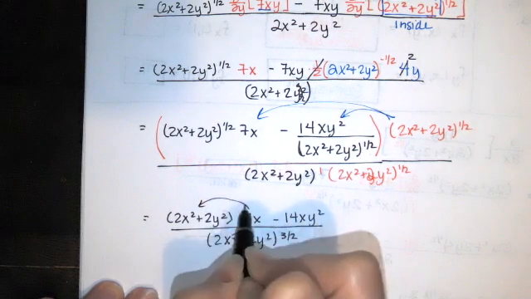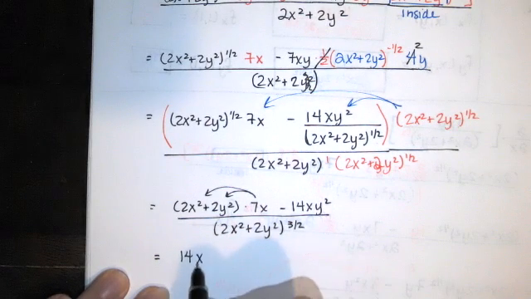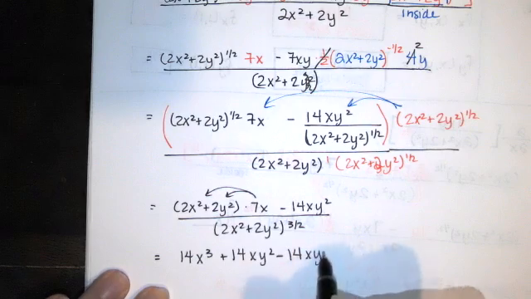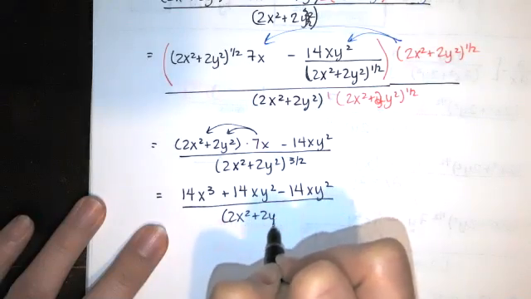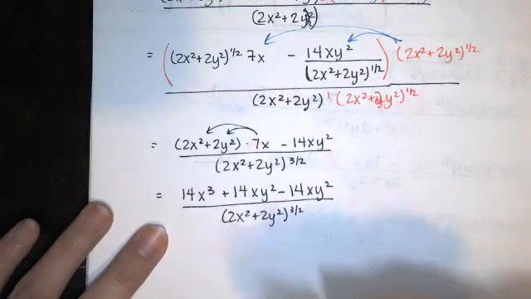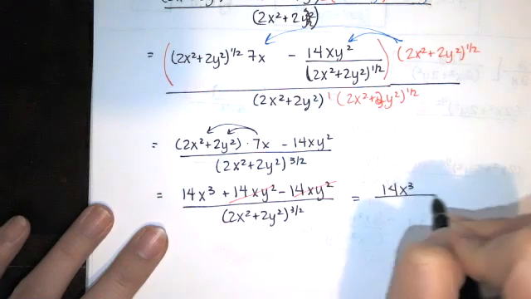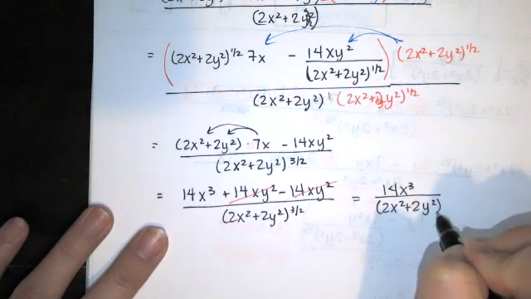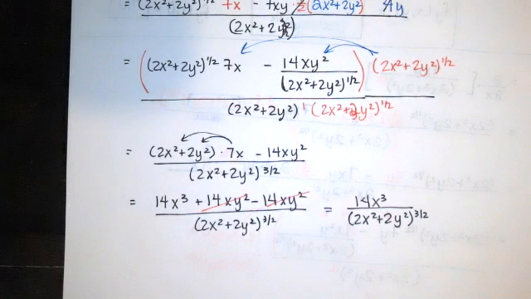So there we are. Distribute your 7x. So we'll have 14x squared times x is x cubed, plus 14xy squared minus 14xy squared. That's nice, always nice when that happens. And these guys reduce, and we get exactly what we expected to get due to the symmetry of the function itself. You could switch x and y in that function and you would have exactly the same function. So when you take the derivative with respect to y, you should get pretty much the same thing. You just switch the x's and y's as well.